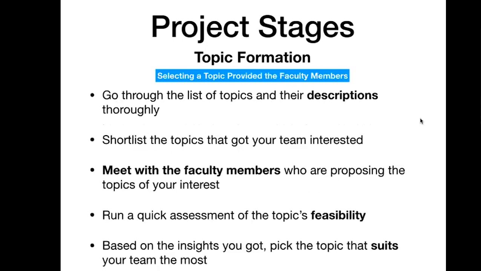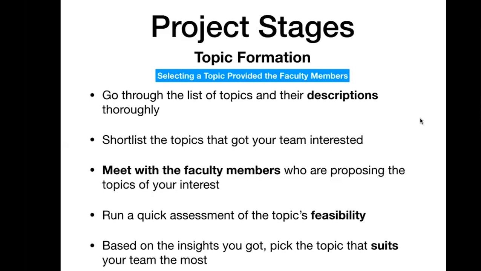Next, you can also go for the option of selecting a topic provided by the faculty members. This is quite easy, and these topics are usually proposed by the faculty members after giving a lot of thought. Therefore, these problems might be feasible, so you don't have to think about the supervision or the time or the resources that you would have, because they will be already available in the university. What you should do first is to go through the list of topics that the faculty members have given you, and if there are descriptions, go through them thoroughly. And then after that, you can discuss with your team and shortlist some of the topics that you got interested in.